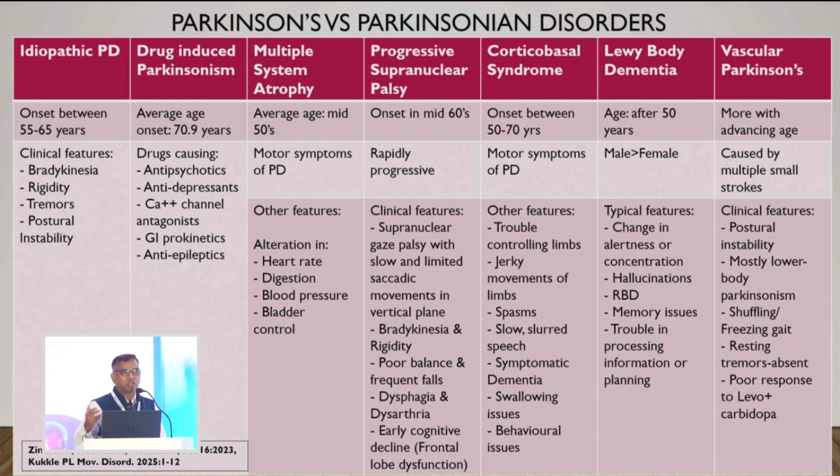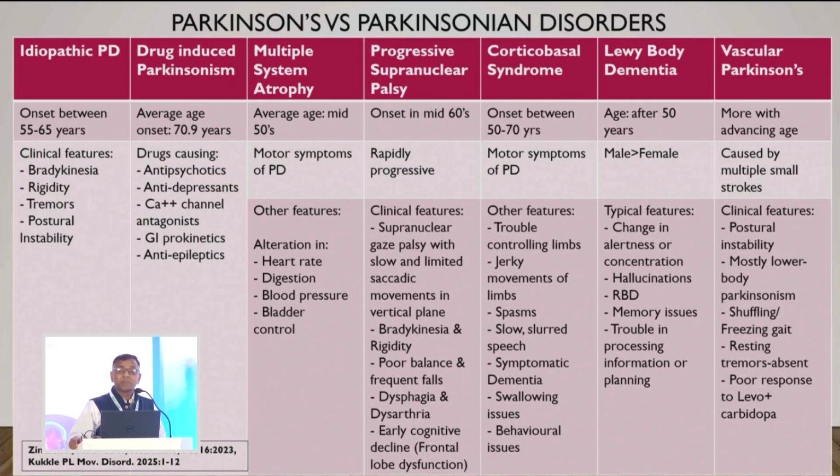Same with the corticobasal syndrome. As the name suggests, you would have pyramidal features. Patients would have trouble controlling limbs. Jerky movements will be there. Spasms will be there. Speech involvement would be there, and swallowing difficulty. And of course, you would find dementia early in the course of illness.